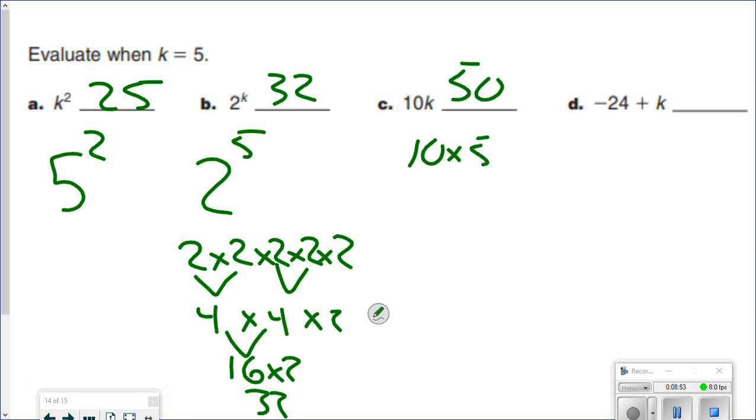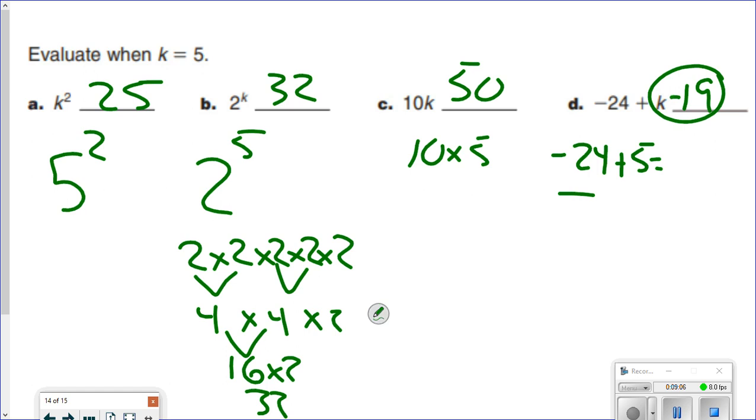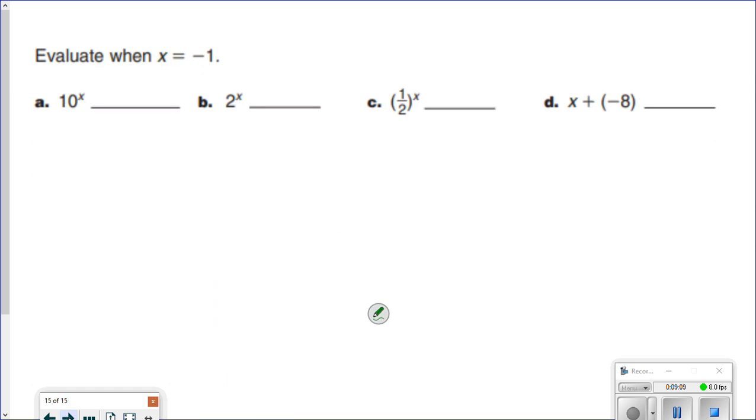How about this one? Negative 24 plus 5. Well, the bigger number is a negative, so my answer is negative. I have to take 5 positives away from the negative 24, which is a negative 19. And this next one's a little trickier. I like it. I even had to go down to Mr. Song and Mrs. Gruber to ask some questions about this. I know the first one. If I'm plugging in 10 to the negative 1, we've been doing a lot of practice problems with that. That equals 0.1 or 1/10. 1/10 is your answer.